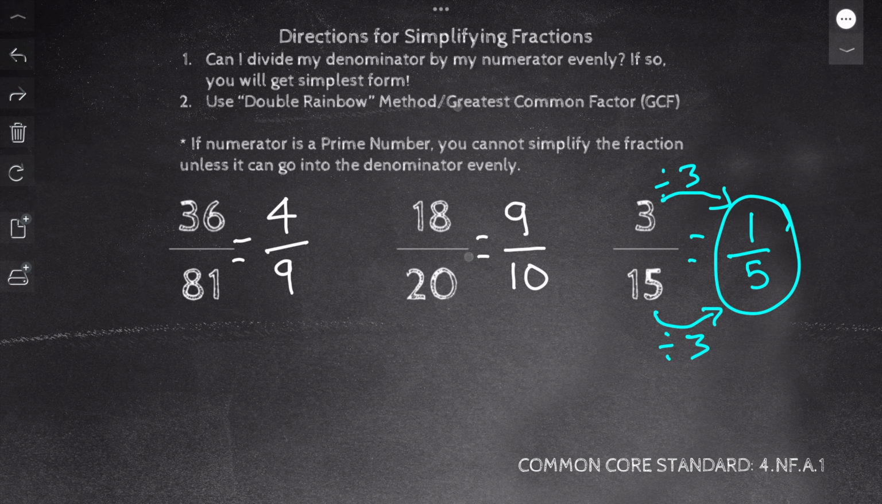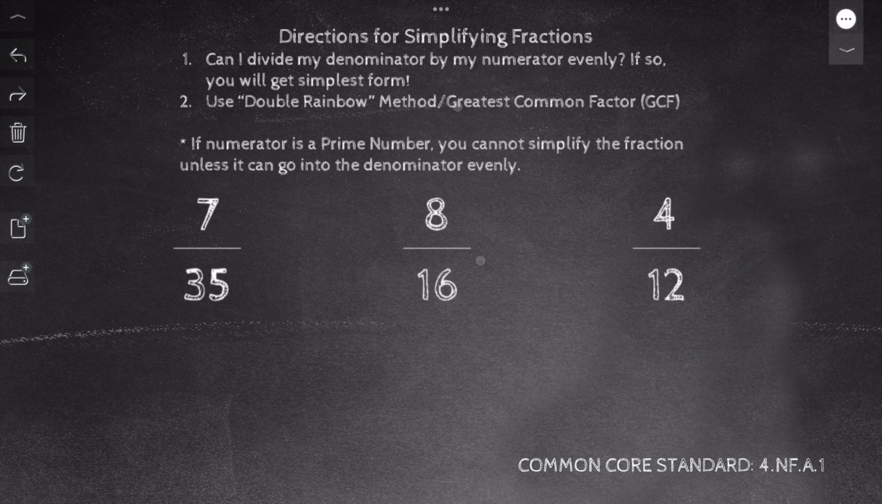Now it's time for you to grab your paper and pencil, and we're going to do some work together. We're going to start with our first problem, 7/35. Pause the video now if you'd like to work on the problem. For 7/35, I see that 7 goes into 35. So 35 divided by 7 equals 5, which tells me 7 divided by 7 equals 1. So my answer is 1/5.